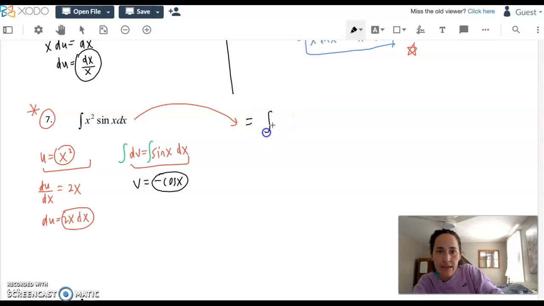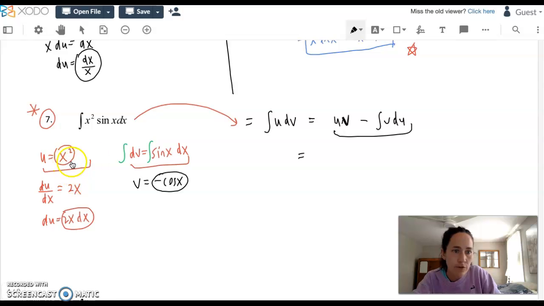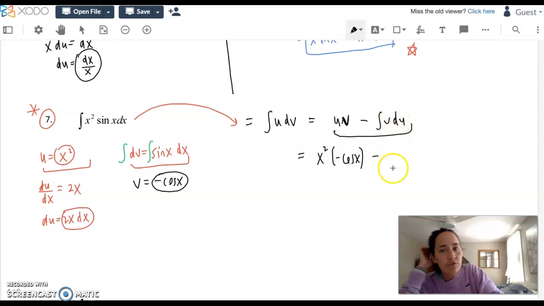This original is now written in the form u dv because we've used all the parts of it to get this expression. Integration by parts formula, so it equals uv minus the integral of v du. And now for the plug-in. All right, uv comes first. u is x squared. v for starters is negative cosine of x, minus the integral of v du. So v is negative cosine of x, but watch this. du has a 2x dx with it.